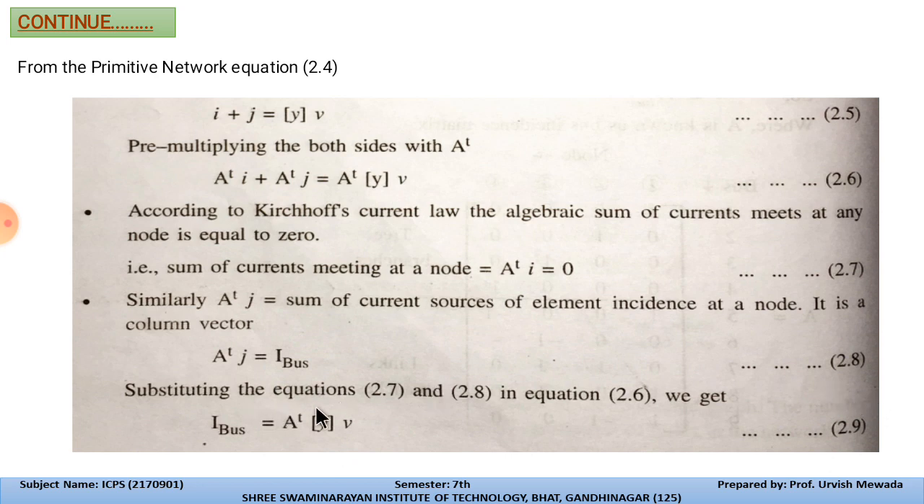By substituting equation 2.7, A transpose into I is equal to 0, and 2.8, A transpose into J is equal to I bus, we can convert this 2.6 into I bus is equal to A transpose into Y into V, where Y is the admittance, A is the bus incidence matrix, meaning the transpose of the bus incidence matrix, I is the bus current, and V is the voltage.